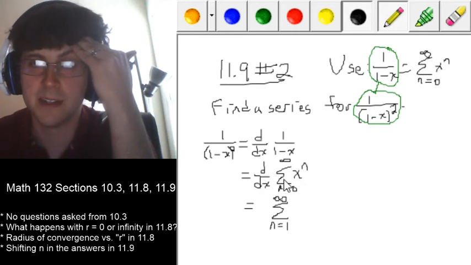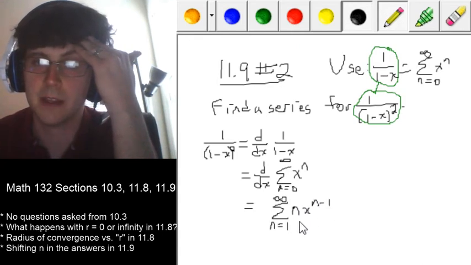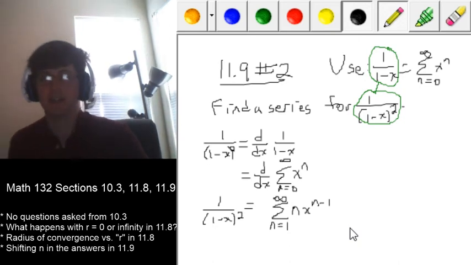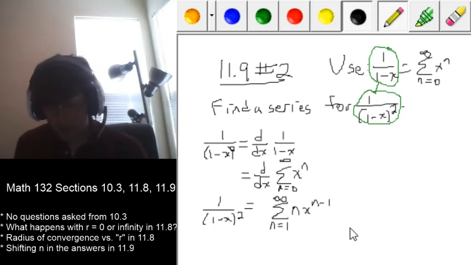So we're doing the derivative of the power series, we're going to do the derivative under the sum, we just do the power rule, n x to the n minus 1. So this is going to be my final answer. I'm just going to circle this. And then we're going to look in the back and probably see something different.